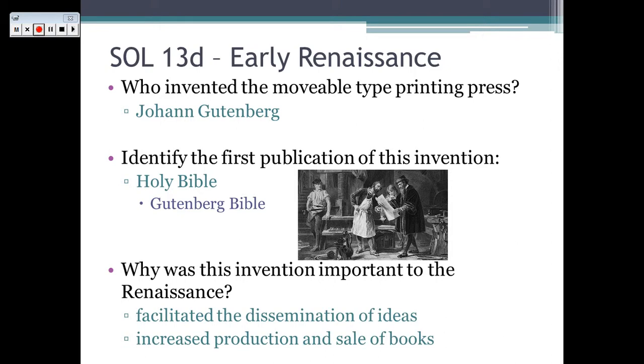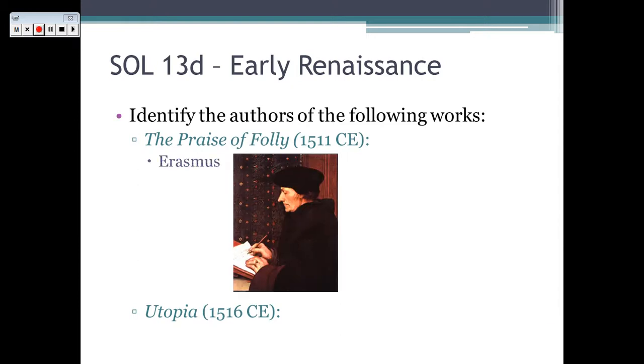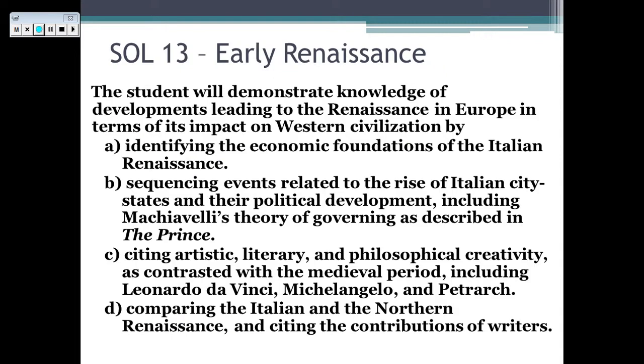It facilitated the dissemination of ideas, and it's going to increase the production and sale of books, as we said. An important invention going forward. The authors of the following works: The Praise of Folly is Erasmus, and then Utopia is written by Sir Thomas More. And that's the end of Standard 13 and the end of our school year.